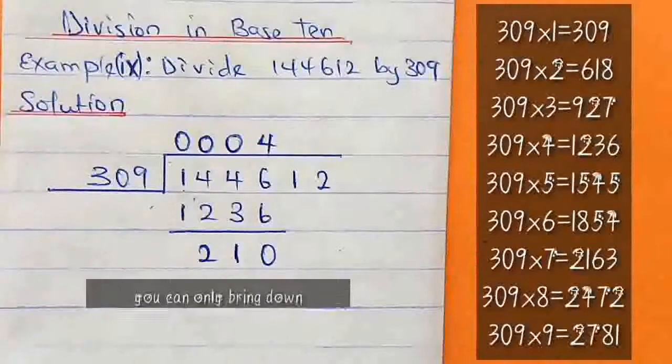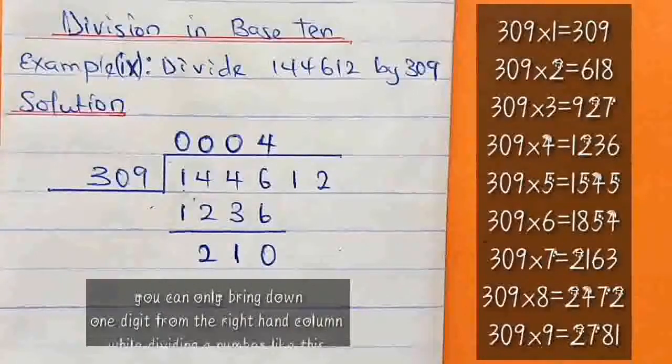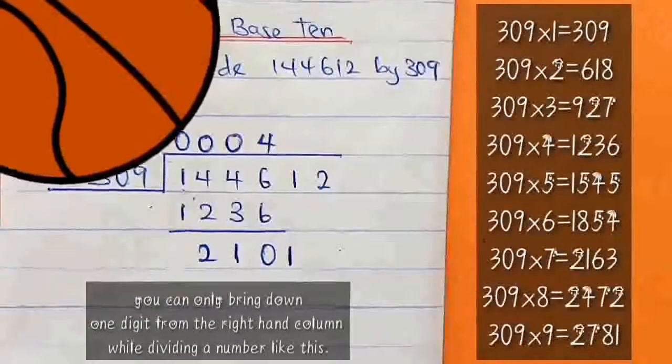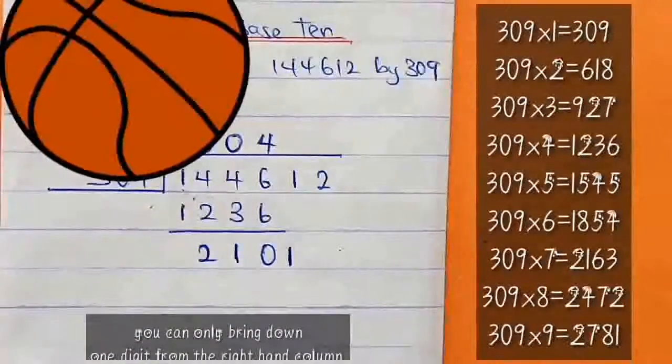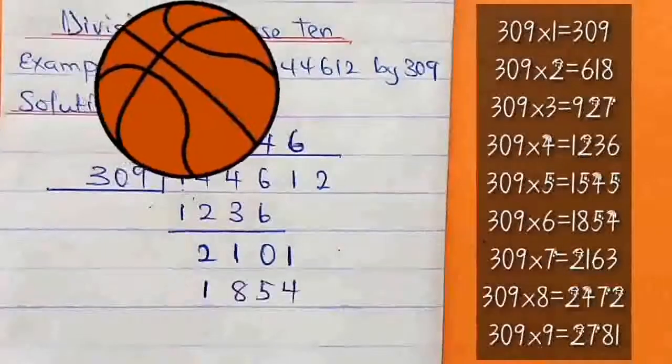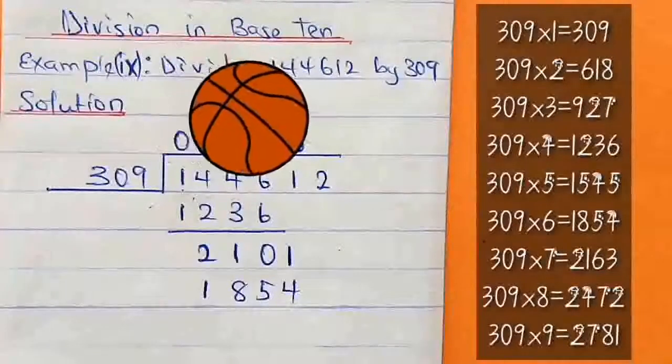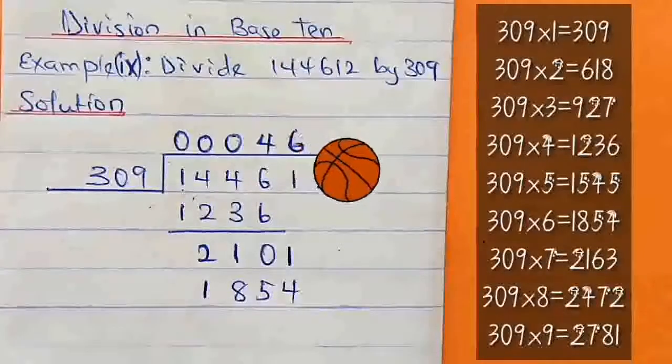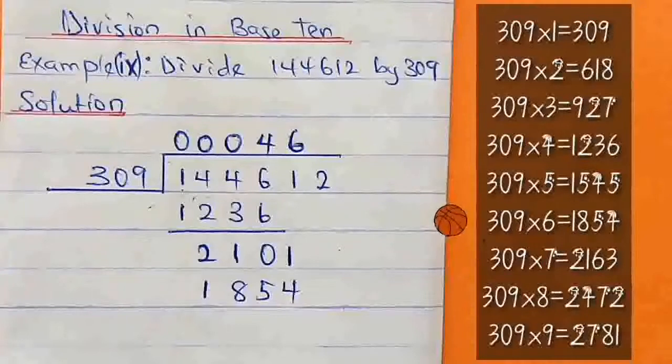Okay, now we are to bring down only one digit from the right hand side. Do you get it? Okay. 309 divide this will give us 6 times 309 will give us. This is because, as you can see from the screen, the value 1854 is lower than 2101 and the value 2163 is higher than 2101. We use the lower value.